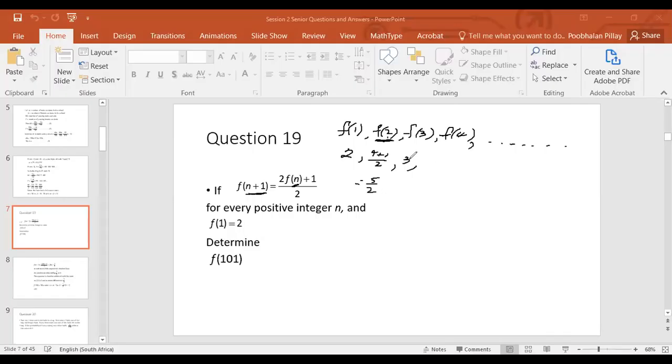So we'll do the same thing here. Double this, add 1, 6 plus 1, 7 over 2. Double this, add 1. If you double this, you get 7, add 1, get 8. Double this, add 1, 9, divided by 2. So you've got a sequence which is 2, 2.5, 3, 3.5, 4, 4.5. Okay, now this is a sequence that you can recognize. It's an arithmetic sequence because there's a common difference, see? So this is an arithmetic sequence.